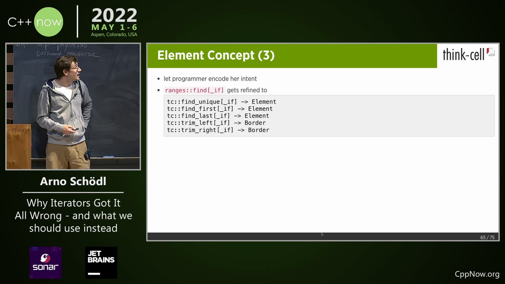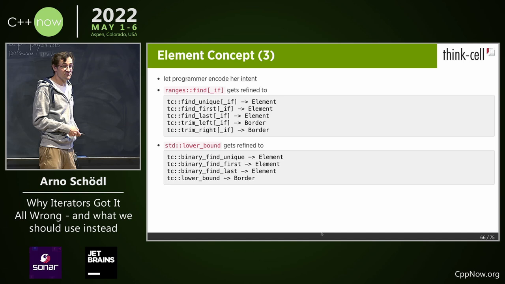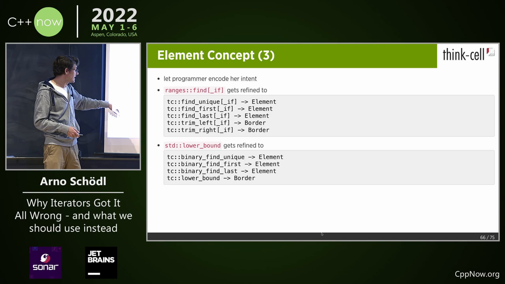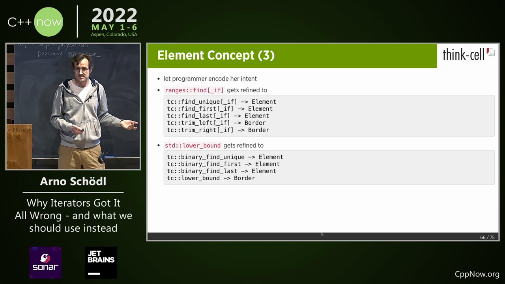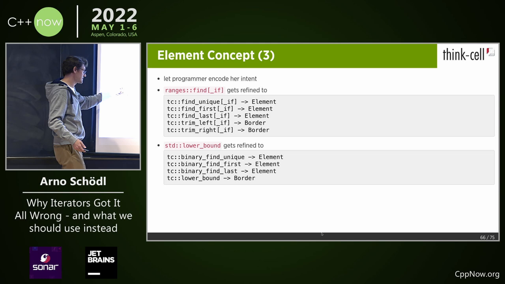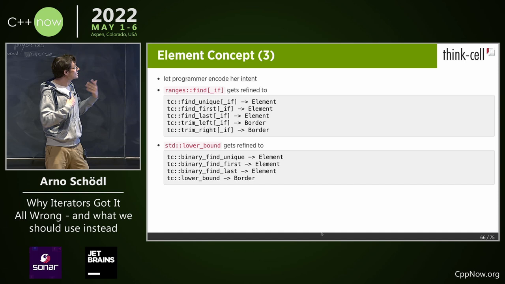And here's the same for lower bound. So we said, okay, there's a binary find unique, there's a binary find first, find last, and at the end there's a lower bound, which is the old guy that gives you the border. And it's really just asserts. Here not quite, but here it's like upper bound minus one. Yep. It's just a variation of the same thing. It's just so that you can basically encode your intent in the program.